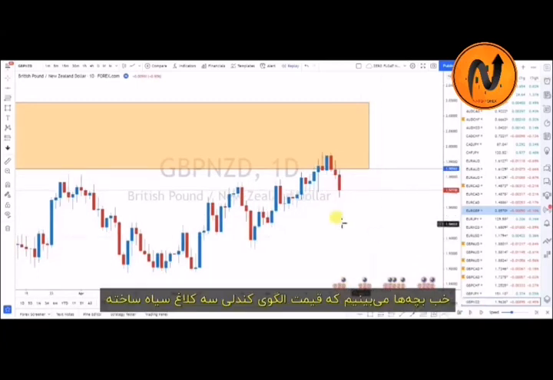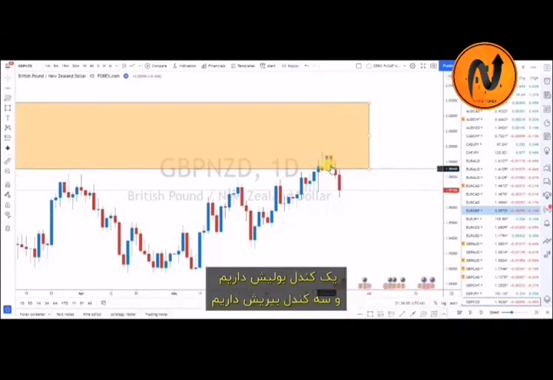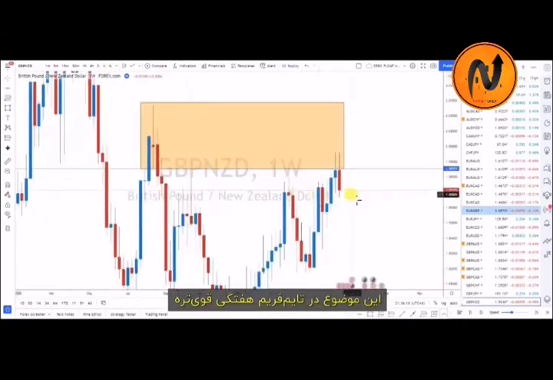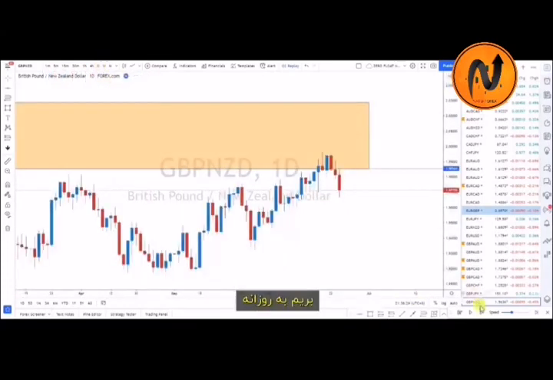Okay, guys, so we can see here price has made a 3 black crow. So we have 1 bullish candle and then 3 bearish candles. So let's look at the weekly time frame. On the weekly time frame it is even stronger. Okay, price made a bearish engulfing, but this is considered a high risk type. So let's go back to the daily.